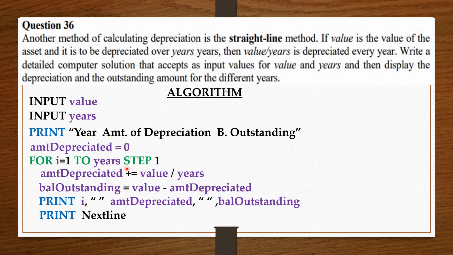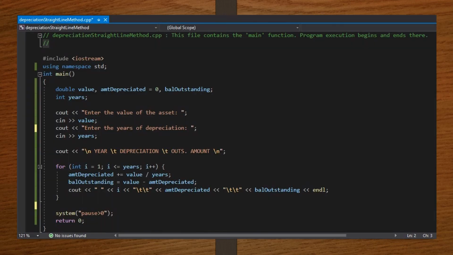Now let's convert this to code in C++. I declare my doubles and then my year as an integer, and I initialize amount depreciated to be 0. Then I take the value of the asset from the user and the years of depreciation also from the user. Then I create a table, each column with a heading: the first column year, the second depreciation, and the other one the outstanding amount.